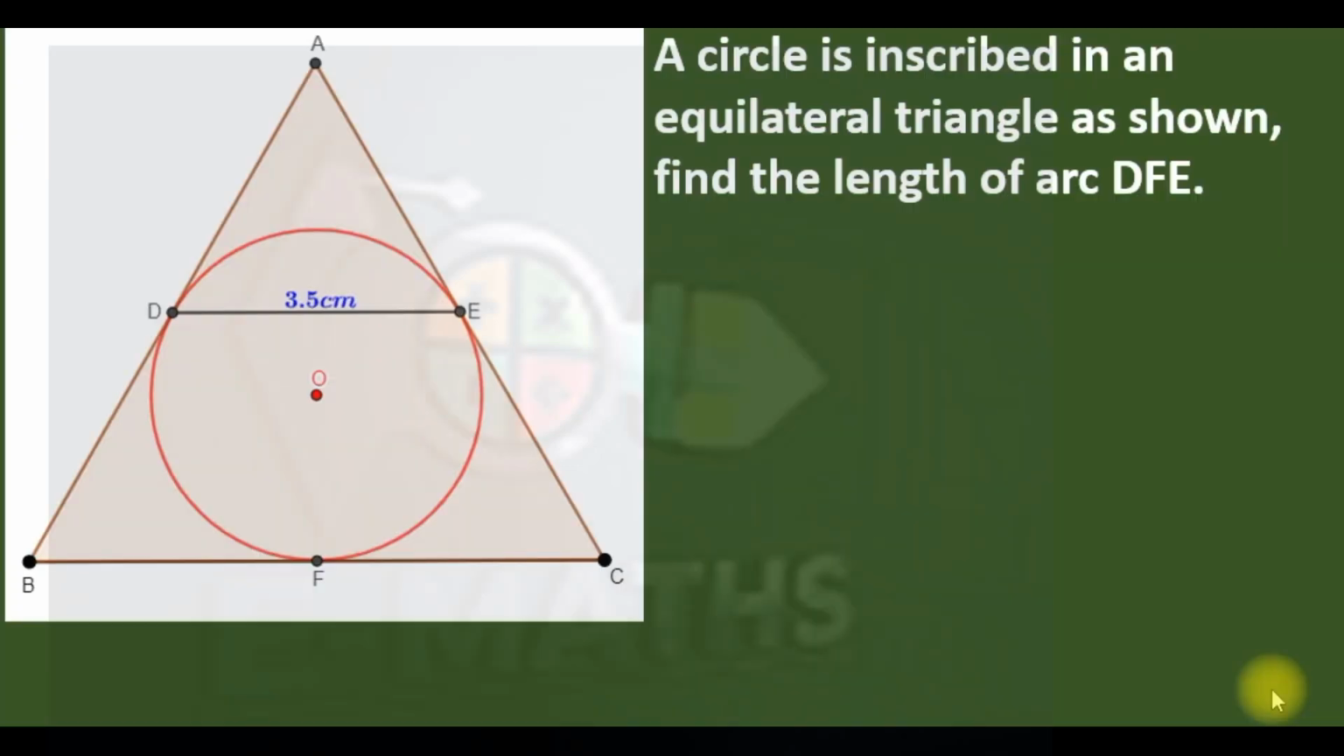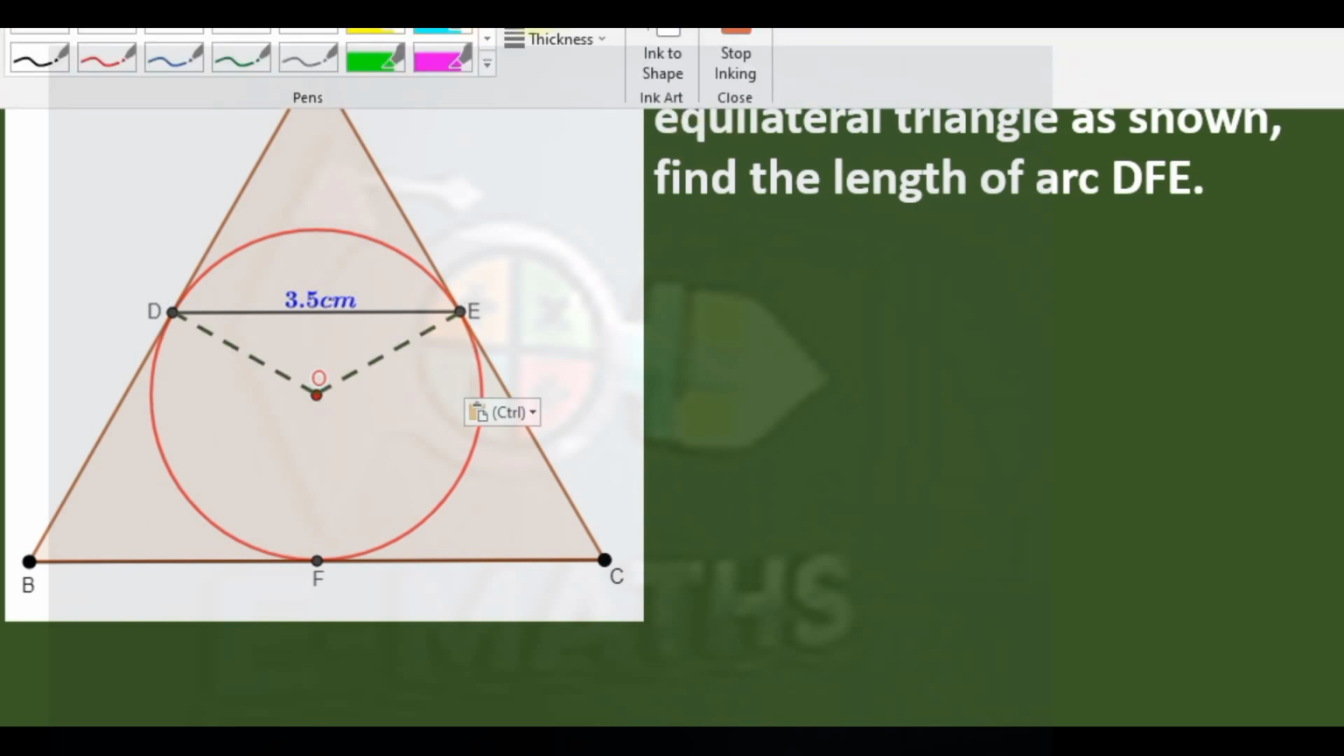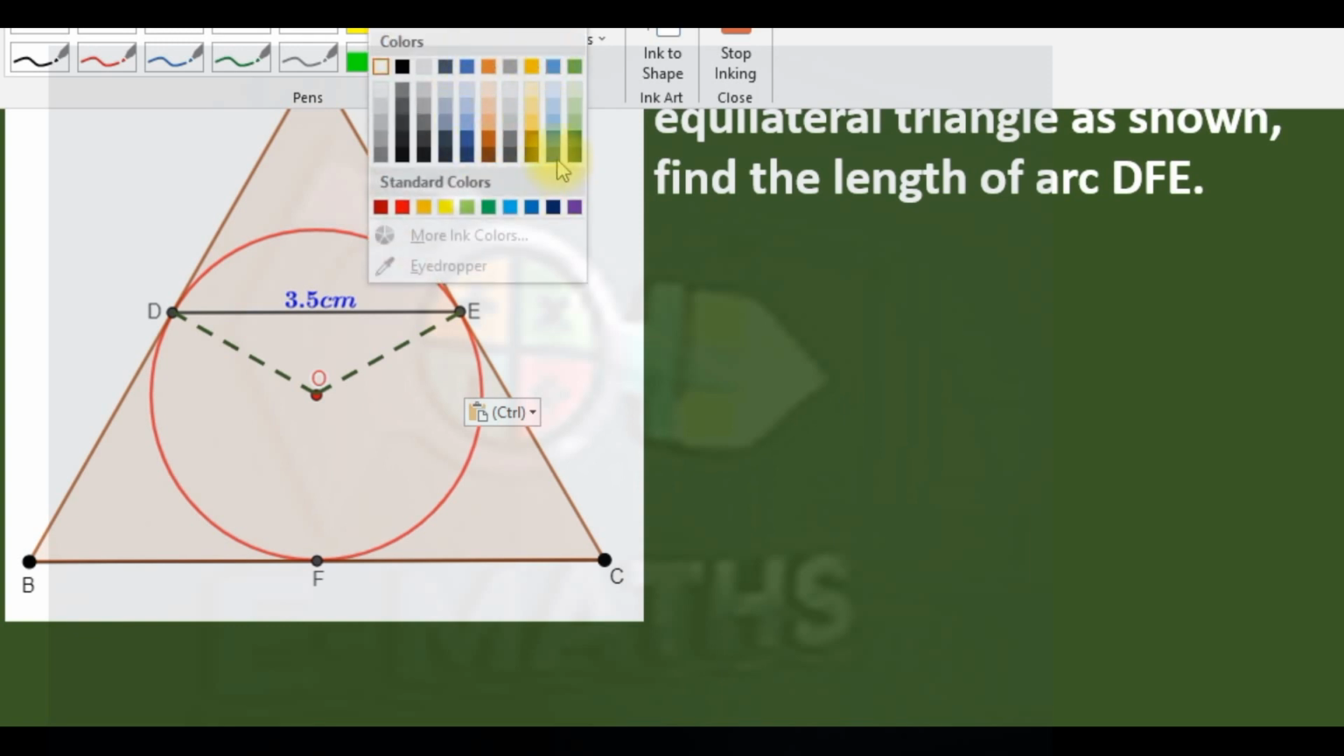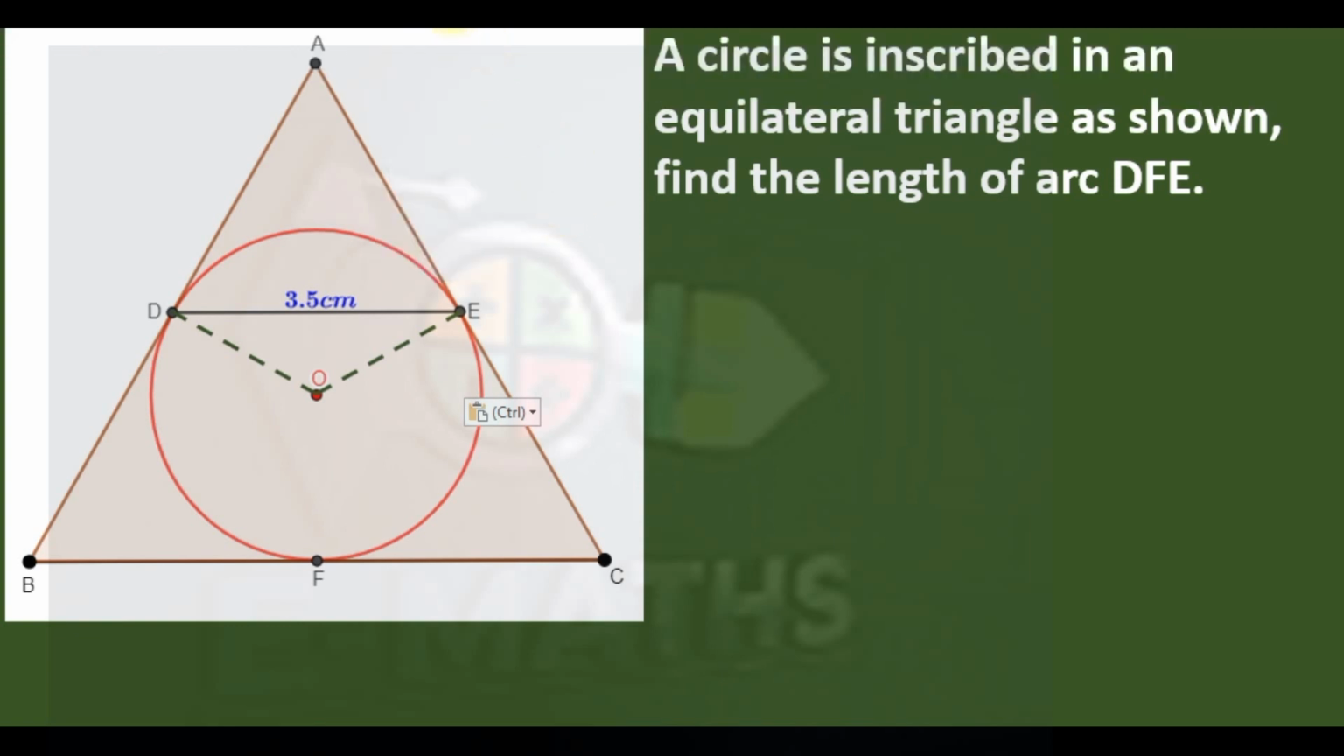So, welcome back. We're asked to find the length of arc DFE if a circle is inscribed in this equilateral triangle. So let's start. That is a major arc. So the first thing I will do, I will add two auxiliary lines. So I've added it. Okay, that's the first thing.